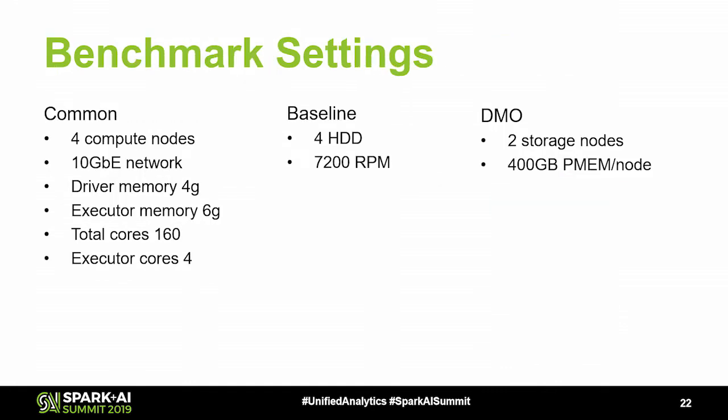Okay, in order to validate our solution, we did several benchmarks. The first benchmark was run on bare metal machines. Here I list some of the configurations of our benchmarking environment. What we have in common is 10 gigabit Ethernet for the compute nodes. The driver has 4 gigabytes of memory, and the executor has 6 gigabytes of memory. In total, we have 160 cores, and each executor has 4 cores. For comparison, we have a baseline which has 4 HDD disks used for local disk shuffle. And our implementation, called DMO, has another storage cluster. They have 2 storage nodes, and each node was assigned 400 gigabytes of persistent memory.